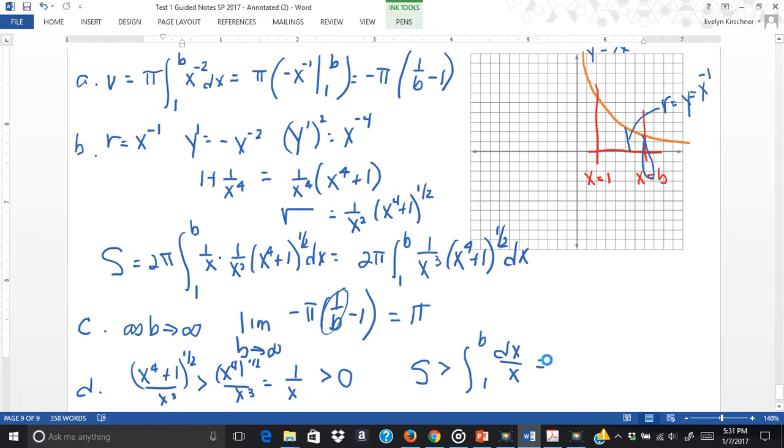So I can say that S is greater than the integral from 1 to b of dx over x. Okay, and that equals the natural log of x from 1 to b, which is the natural log of b minus the natural log of 1, which is the natural log of b. As b goes to infinity, the natural log of b also goes to infinity, and since the surface area is greater than this integral, we know the surface area also goes to infinity.